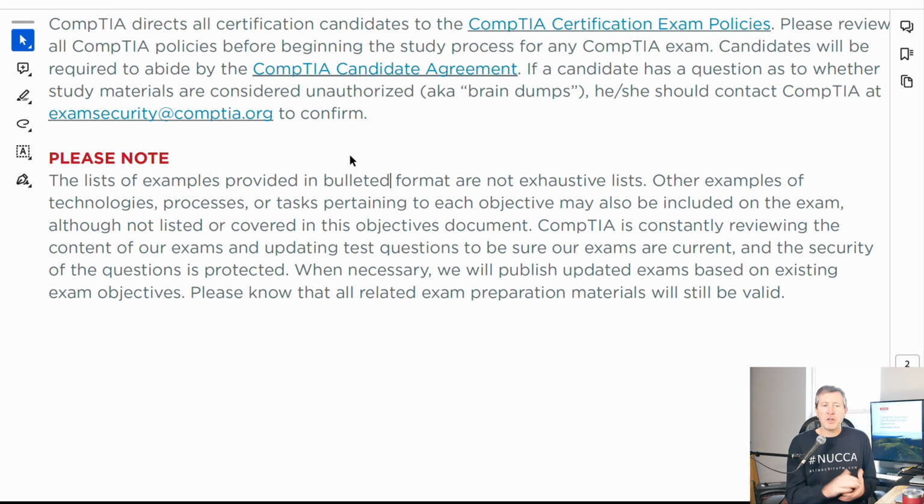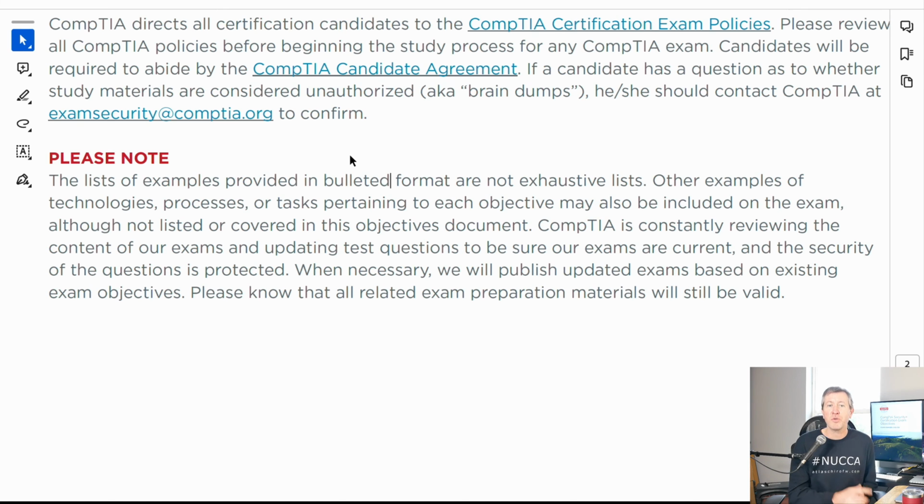Please note, the lists of examples provided in bulleted format are not exhaustive lists. Other examples of technologies, processes, or tasks pertaining to each objective may also be included on the exam, although not listed or covered in this objectives document. Did you hear that? Other examples of technologies, processes, or tasks pertaining to each objective may also be included on the exam, although not listed or covered in this objectives document.